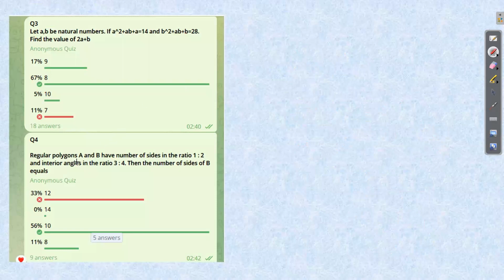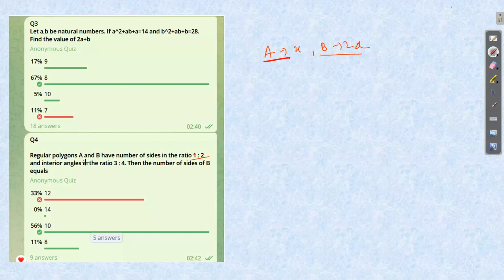Next one. Regular polygons A and B have numbers of sides in the ratio 1 to 2. So let's say that A has x sides and B has 2x sides.